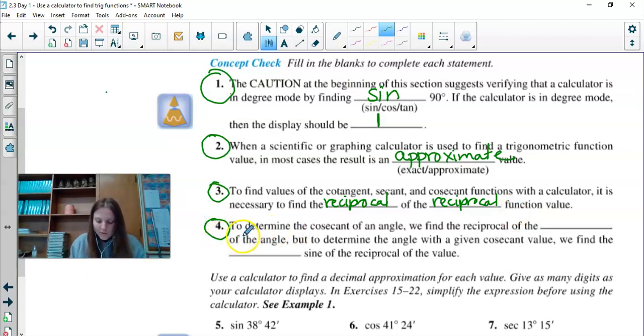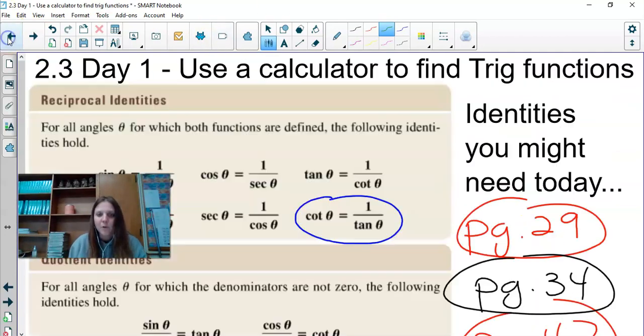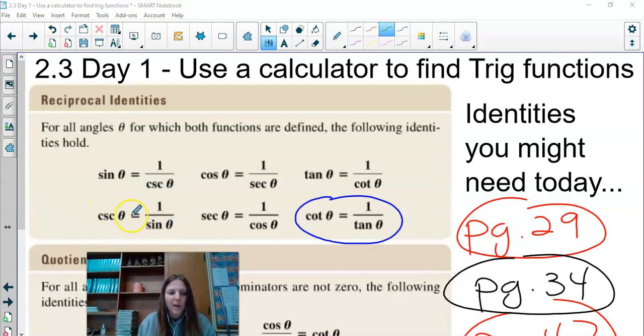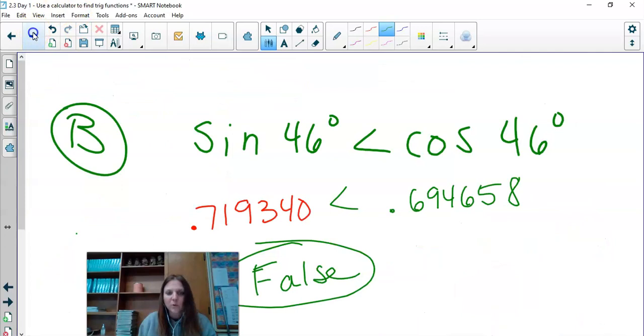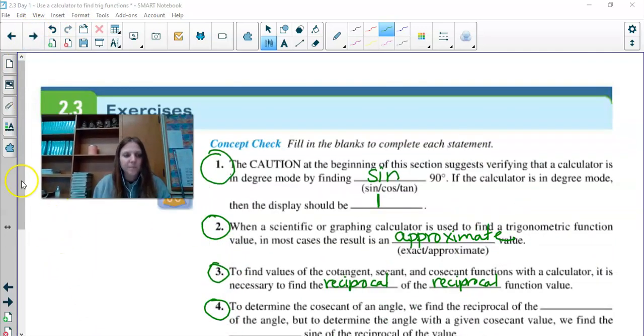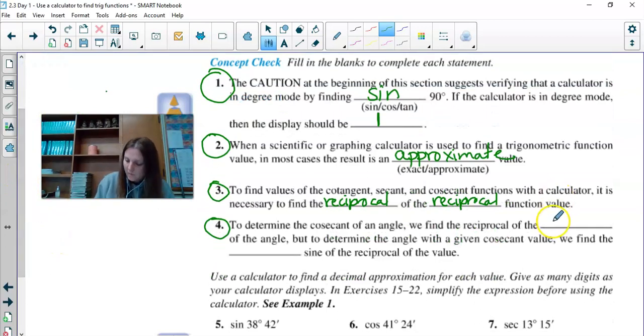Okay, number 4, to determine the cosecant, we find the reciprocal of the. All right, well, we can look back if you don't remember cosecant. Here we go. So cosecant matches up with sine. So let's write that down. Cosecant will be sine. That's how you spell out the word sine of the angle.